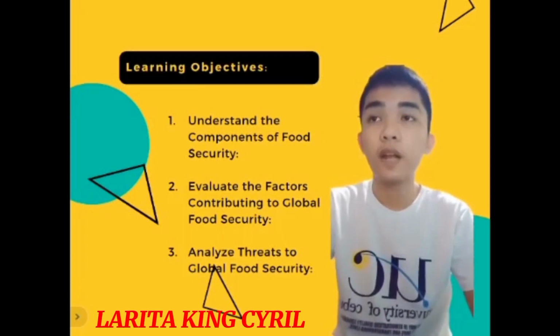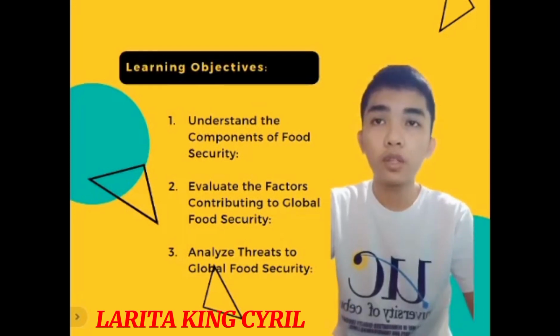The next is evaluate the factors contributing to global food security. Assess the role of sustainable agriculture, technological advancement, global trade, equitable resources access, and climate change strategies in promoting global food security. And the last one is analyze threats to global food security. Examine the various threats including climate change, political instability, pandemics, water scarcity, and biodiversity loss, and evaluate their impacts on global food security.